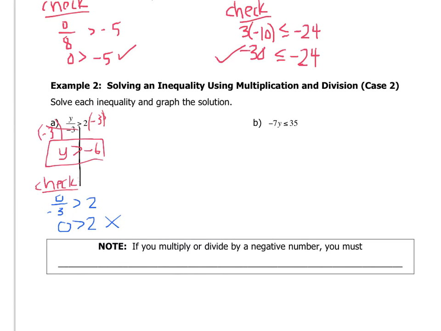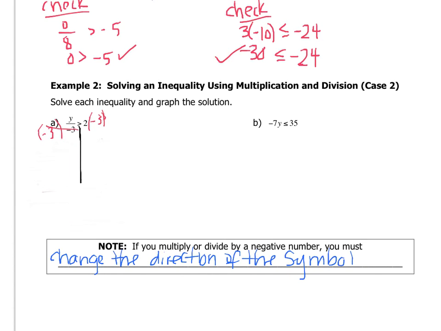What did I do wrong? I multiplied properly. I did the correct inverse. I checked a number that's in the solution set. And the reason is that down here, let's fill in this note: when you multiply or divide by a negative number, you must change the direction of the symbol. So now I'm going to erase all this bad work, and I want you to do it correctly with me.